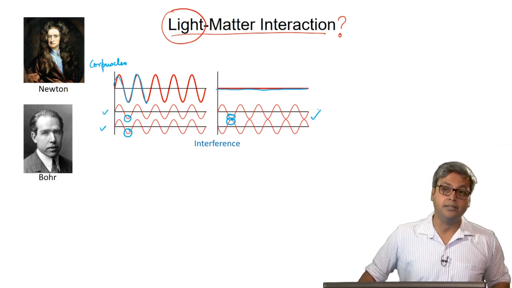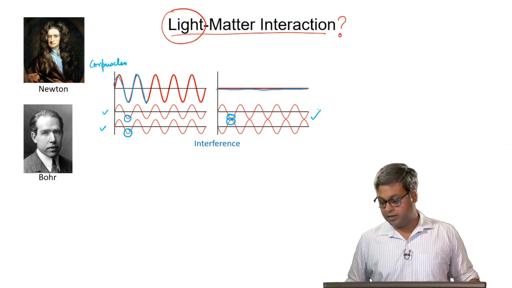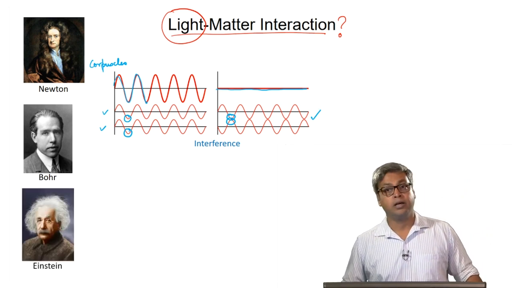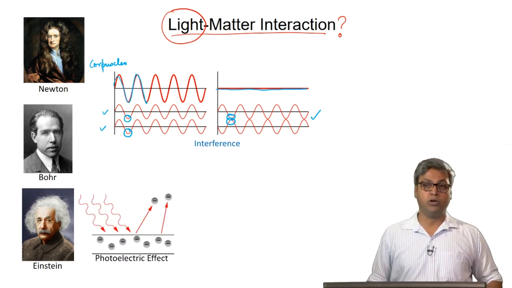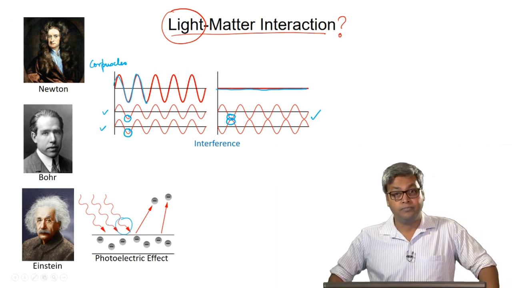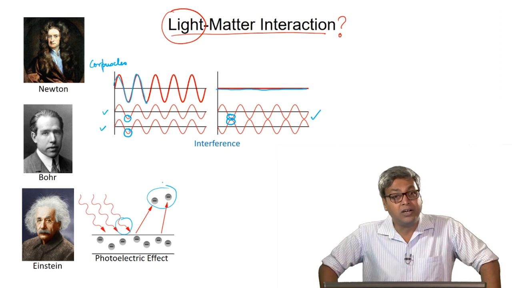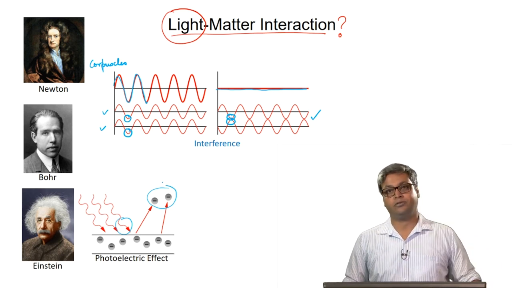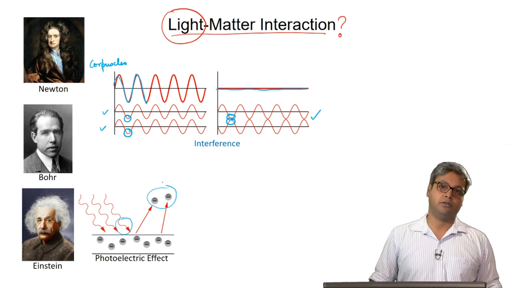So, in the 19th century, light was thought of as a wave. But in the 20th century, Einstein explained the photoelectric effect. He showed that when you shine light onto a metal, electrons are emitted. These electrons are called photoelectrons, as the light transfers its energy to the electrons.